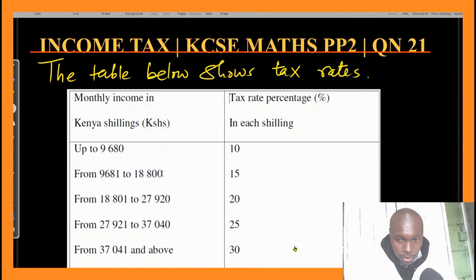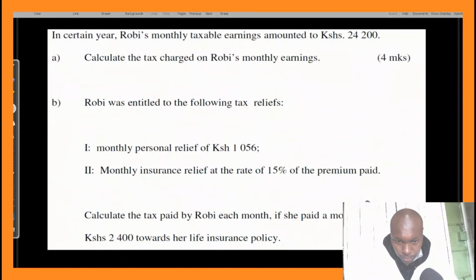The table below shows tax rates, monthly income in Kenyan shillings. You have the column there. The slabs are given, then you're given the tax rates in percentage in each shilling. It's very important to study the table and know the tax rate that is being applied. Now let us go to the question.